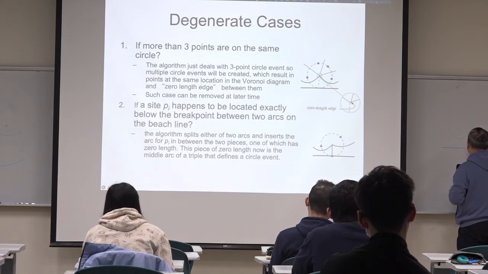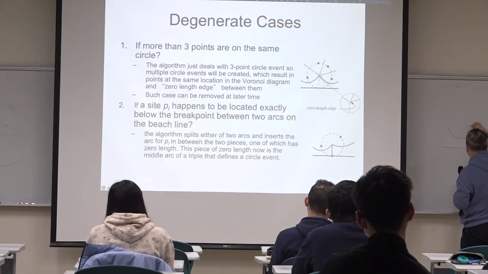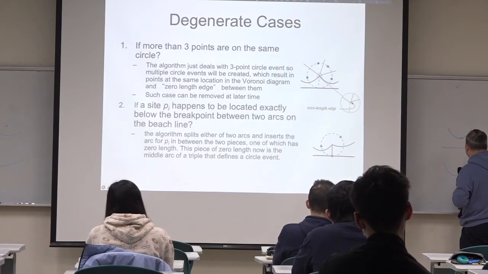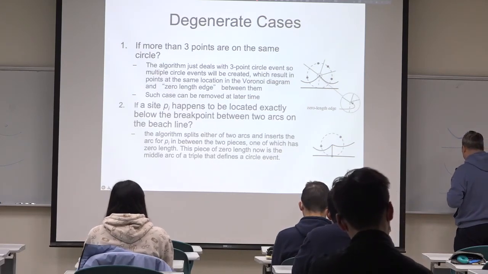This is the case. But as the line L moves down, you just consider this arc. It's broken into 2 pieces. Of course, you will find that eventually this arc will be something like this. This is a new one, and this is a new one, both contributed by that new site.